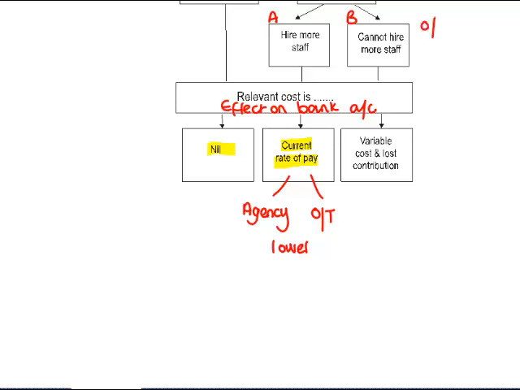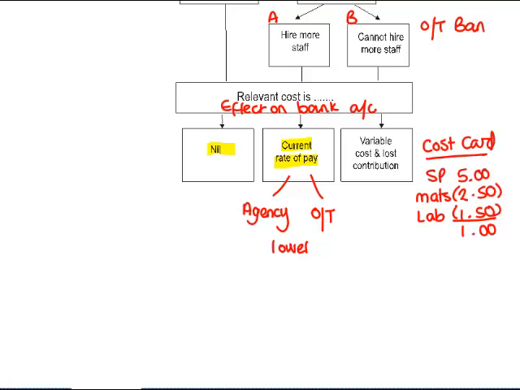However, what happens if I can't hire any more staff? Let's just take the situation where maybe I've got a self-imposed overtime ban. And therefore, in order to make lemon curd, some staff are actually going to have to stop making raspberry jam. Now let's just remind ourselves of the cost card for making raspberry jam. If you remember, we had a £1 contribution and the cost card comprised of materials of £2.50, that was the sugar and the raspberries, and labour of £1.50 for each jar of raspberry jam.